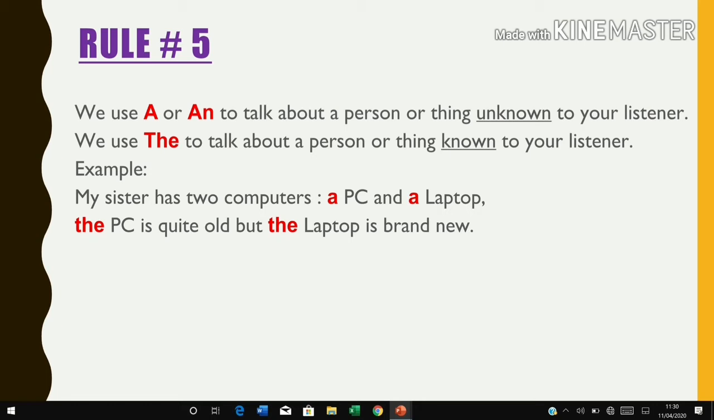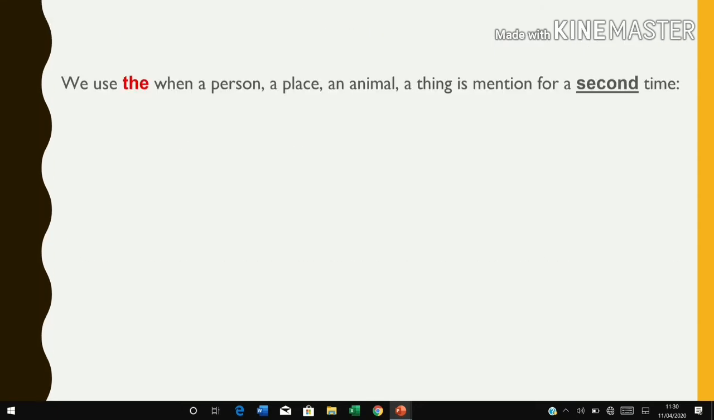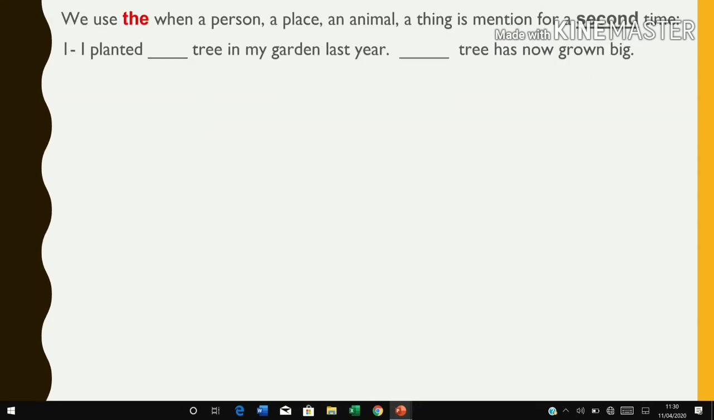And another clue is that we can use the the next time, when you're giving information about your thing. Here is another example that I can explain, which can give more detail. For example, I planted dash tree in my garden last year. Dash tree has now grown big. Can you fill this gap?